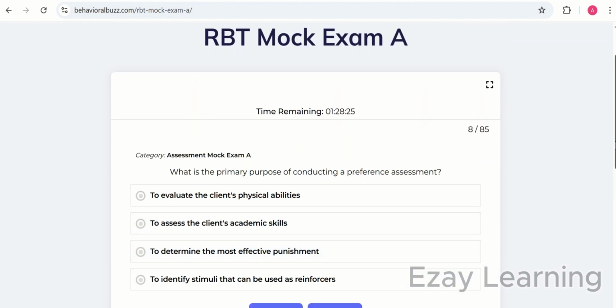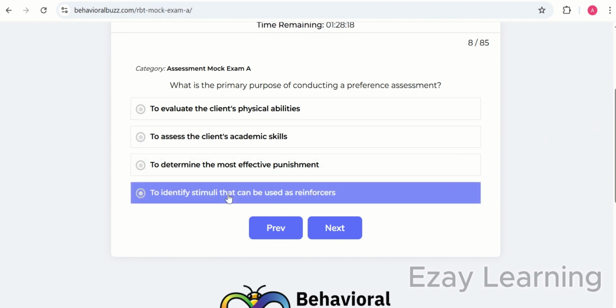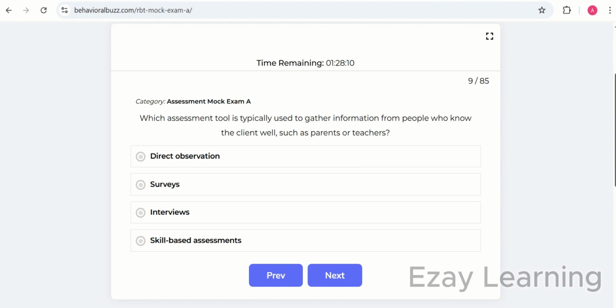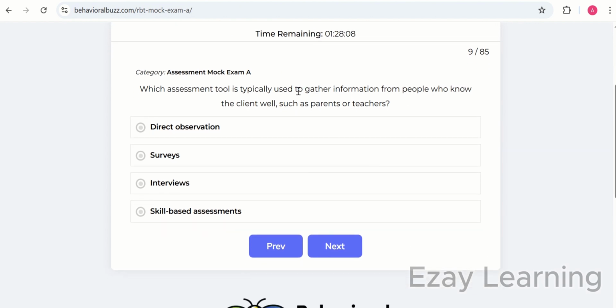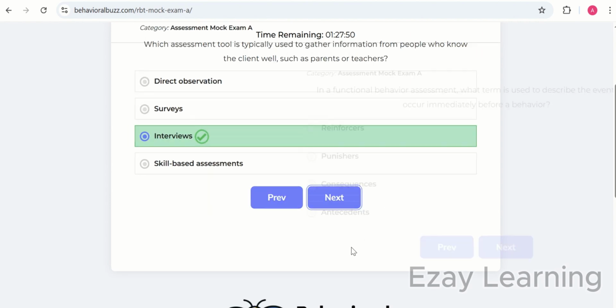What is the primary purpose of conducting a preference assessment? Again, to identify potential reinforcers. So, to identify stimuli that can be used as reinforcers. Which assessment tool is typically used to gather information from people who know the client well, such as parents or teachers? So basically, we conduct interviews with the caregivers, with the people who know the client well, to gather information.